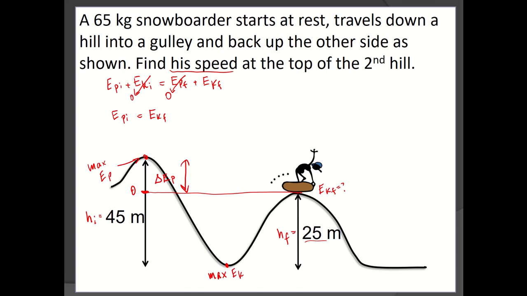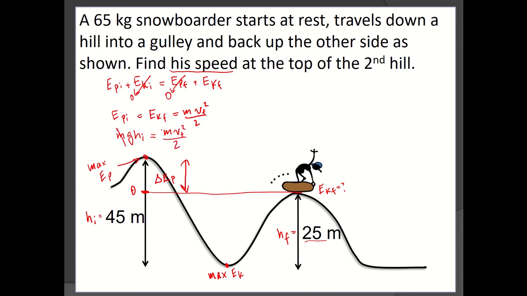And because we're interested in the speed, we're interested in the velocity, so mv squared over 2. Now, we'll need to calculate the initial potential energy, which is going to be the difference between 45 and 25. And then, of course, solve this for the velocity. Potential energy is going to be mgh, so mgh initial equal to mv final squared over 2.